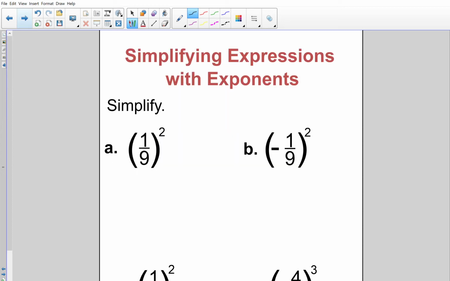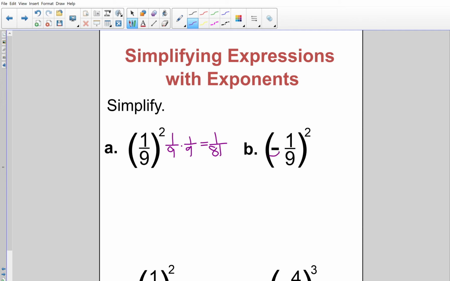Okay, so let's talk about simplifying expressions with exponents. Okay, so again, you can use your calculator, but you'd want to do it exactly the way that you see it here. So you notice that it's a parenthesis around the 1/9 with the exponent on the outside. So you want to do this exactly, or else it's not going to come out the same. So what this is saying is it's 1/9 times 1/9. So I'm multiplying those, and I'm going to get 1 over 81. Okay, same as when I have whole numbers.